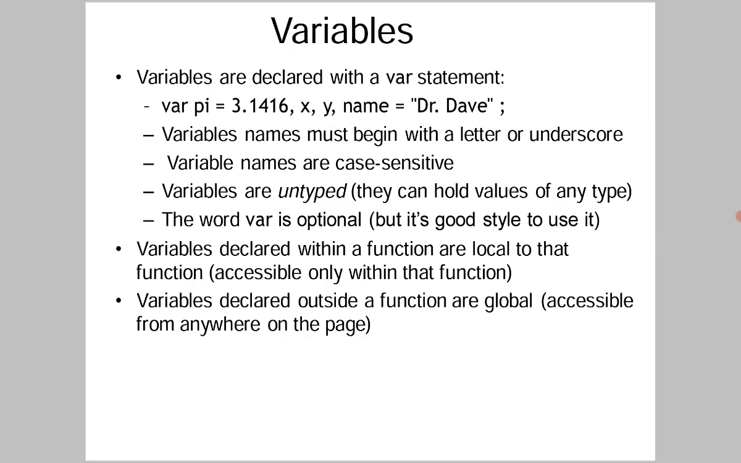So variables declared within a function are local to that function, accessible only within that function, and variables declared outside a function are called global. Global variables declared outside a function are accessible from anywhere on the page.